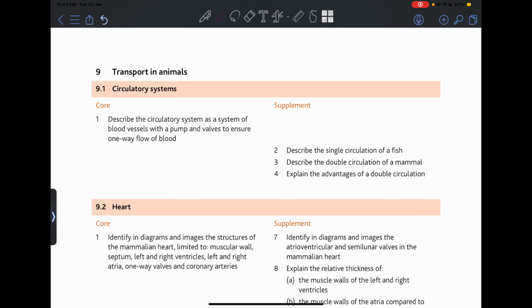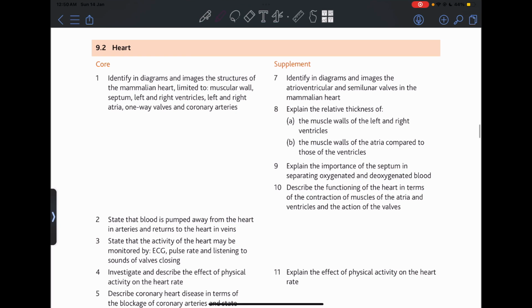So now chapter number 9, which is about transport in animals. 9.1, for core students and extended, they have to know describe the circulatory system as a system of blood vessels with a pump and valves to ensure one-way flow of blood. So this is again a definition, and you have to be able to memorize that. For extended students, you have to describe the single circulation of a fish. You have to know about it. Describe the double circulation of a mammal and explain the advantages of double circulation.